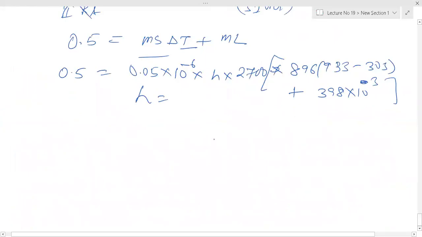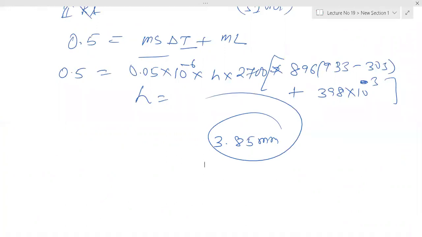Everybody is clear, and this answer is 3.85 mm. Everybody got this answer? One more, sir. 4061 ampere. What is the current? Current is fine. Current, I don't know. Duration. Current, yes. You are true, Rajat. 4061 is the current.